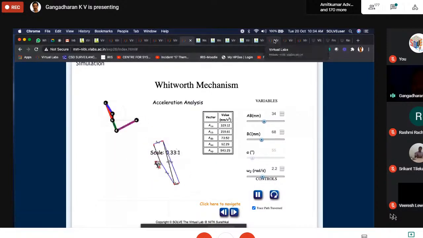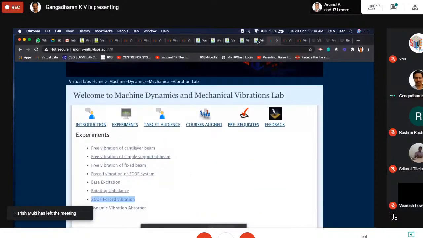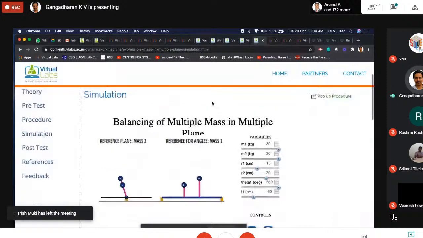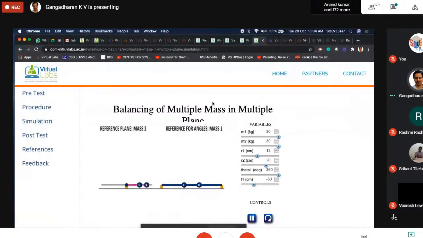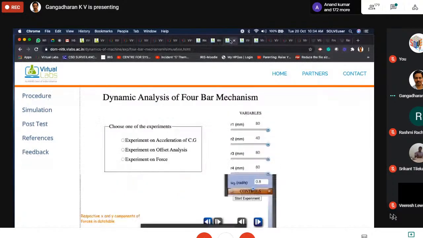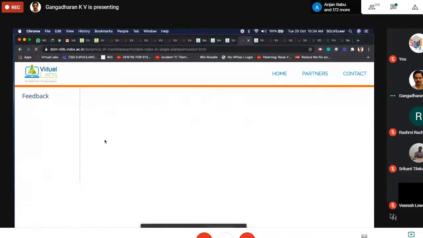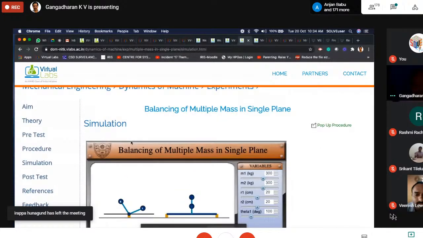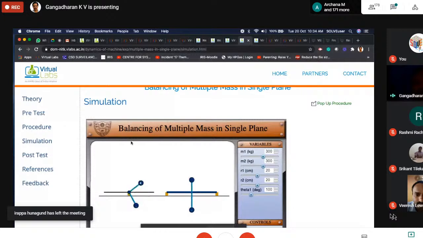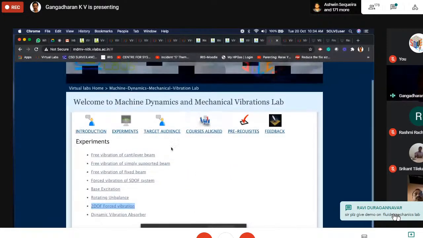Okay. From here, I'll just quickly move on to another example of balancing of multiple masses. This is in dynamics. It comes after balancing of dynamic masses, I have a single mass also, balancing of. You can set the parameters, vary it, all that can be done. From there, we'll go straight away to dynamics.